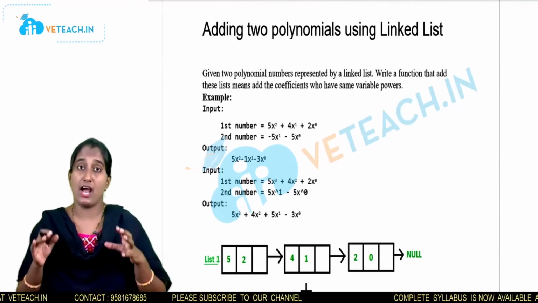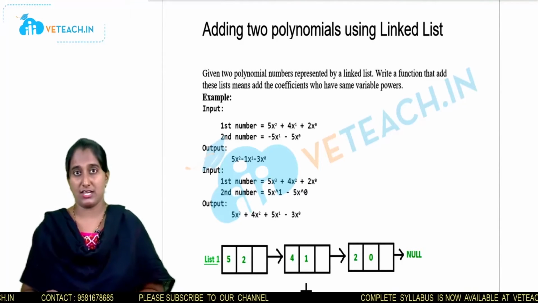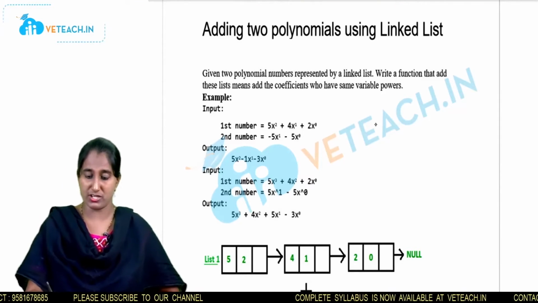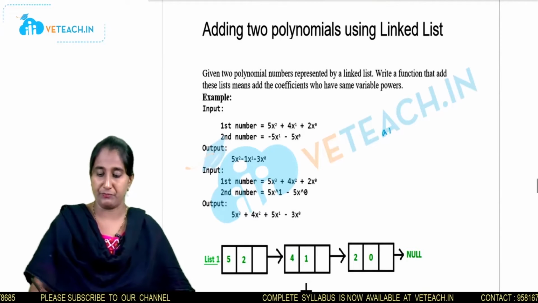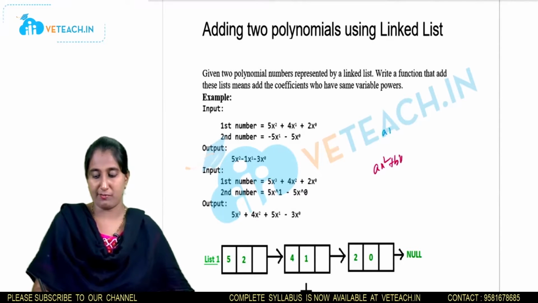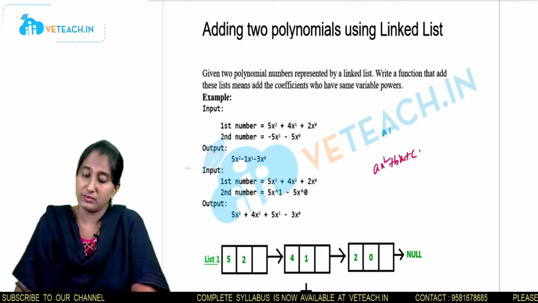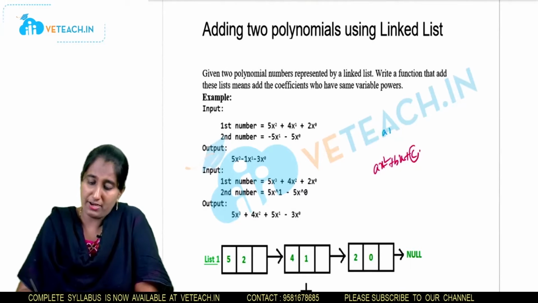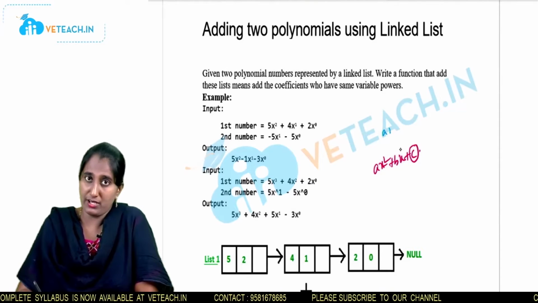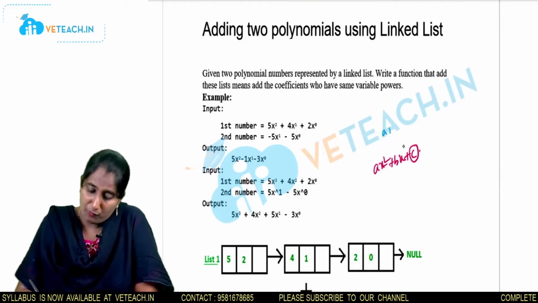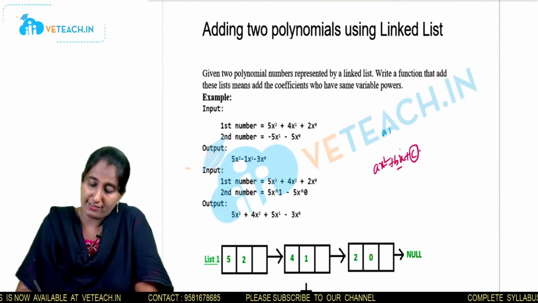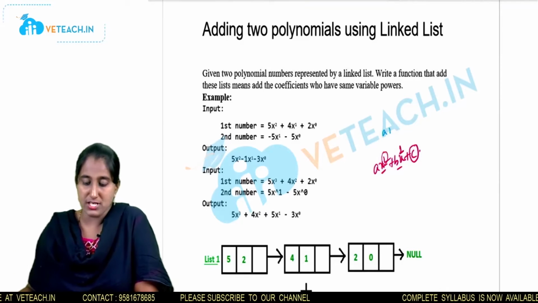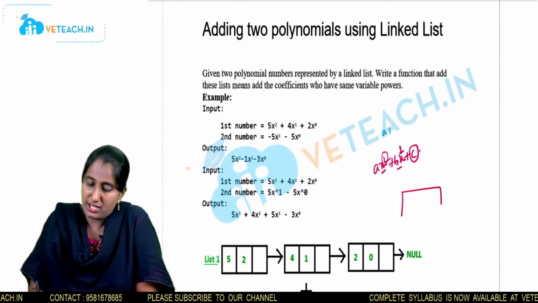First of all, let us learn how we are going to represent a polynomial in a linked list. What is the general form of a polynomial equation, guys? It is like ax square plus bx plus c, isn't it? Yes, this is the general form. Here you can see the constant part and the exponent, the power. What is the power of x in bx? The power of x is 1. What is the power of x in the first term? 2.